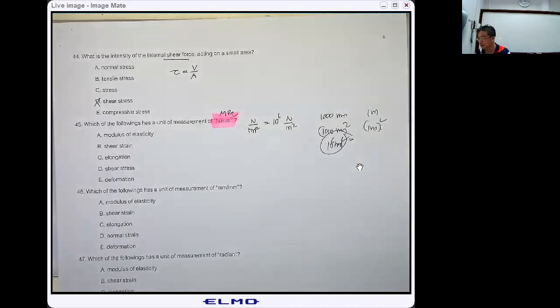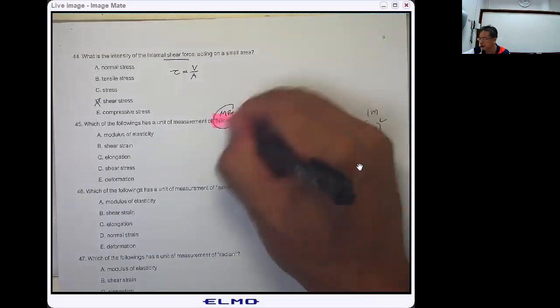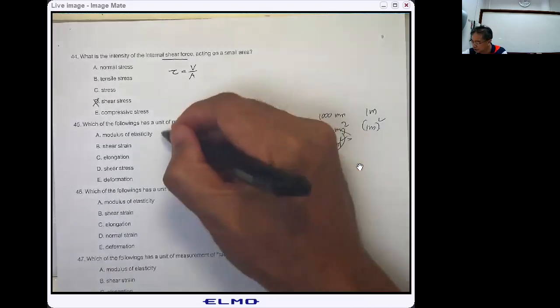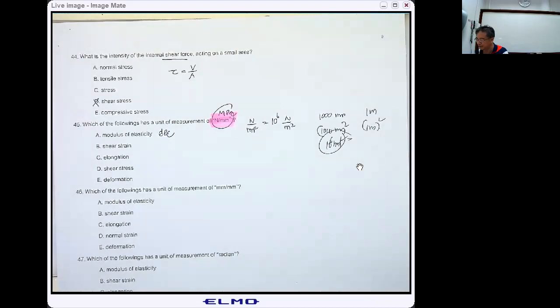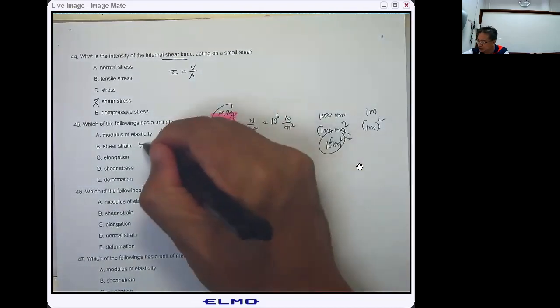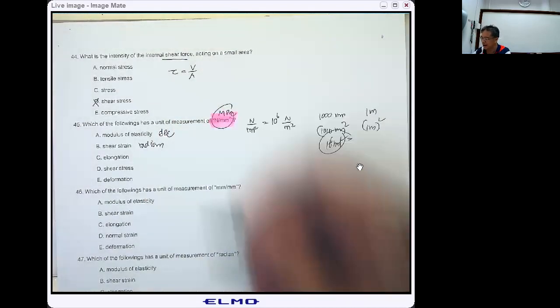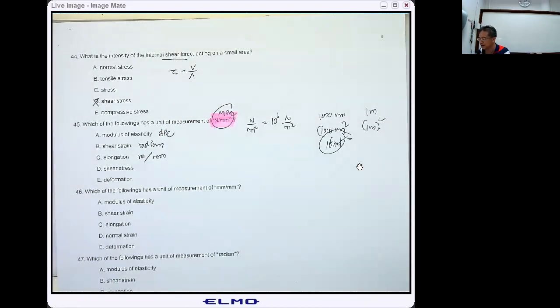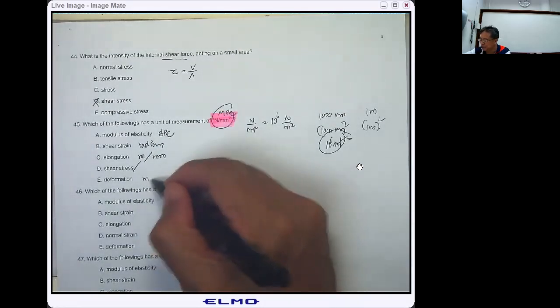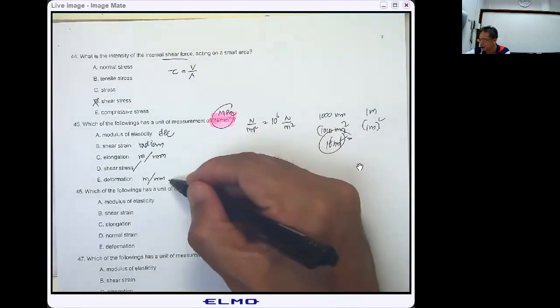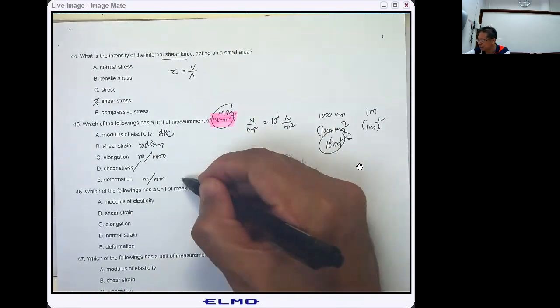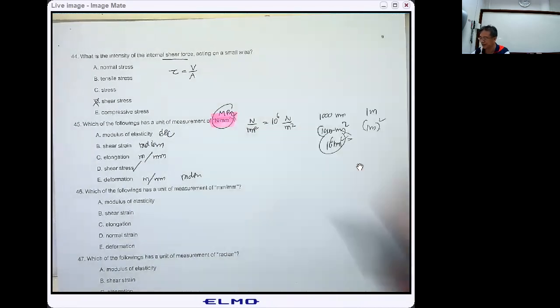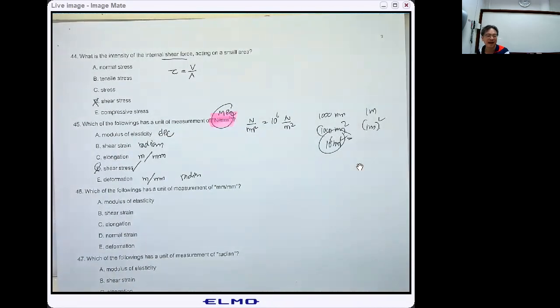And what is the mechanical property that has the unit of megapascal? This one usually has gigapascal. The shear strain is going to be in radian. Elongation may be meter or millimeter. The shear stress, yeah, this one. The deformation may be meter, millimeter, or if it is the rotation, it may be the radian. Okay, so this is going to be the answer.